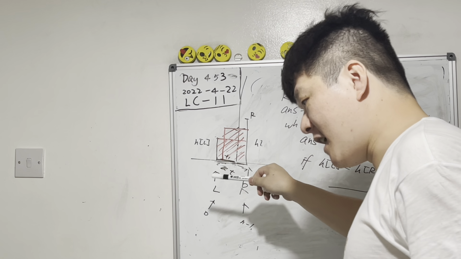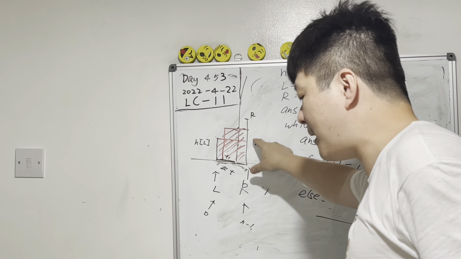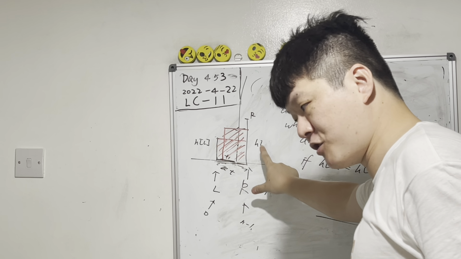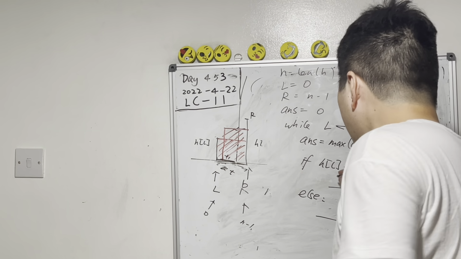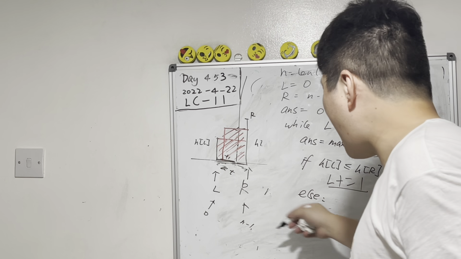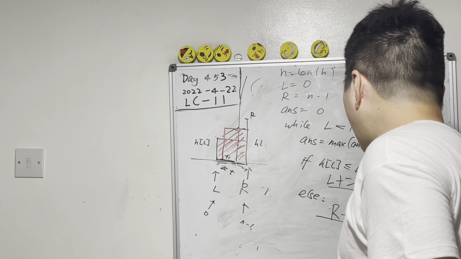Left, yeah, because I was just talking about that for 10 minutes: why moving the right does not give us a better choice. So that would be L plus equals 1, and else R minus equals 1. And then return answer.